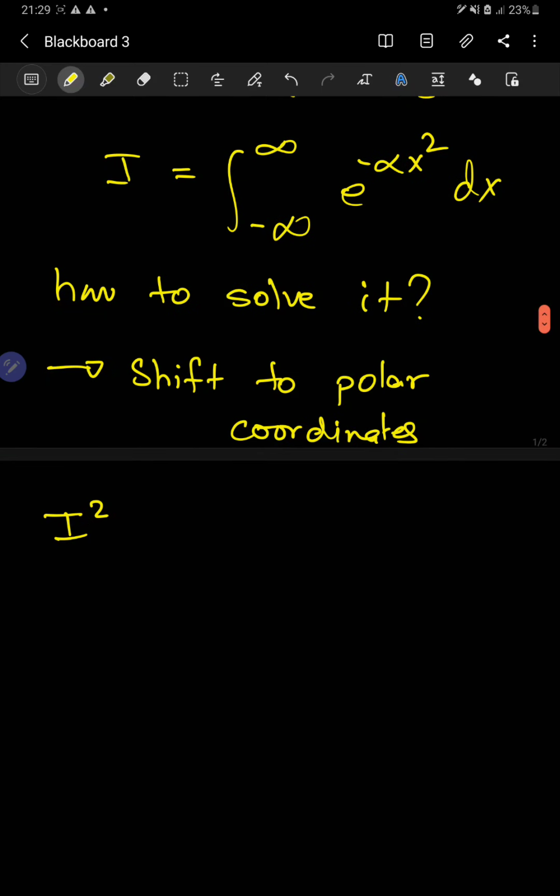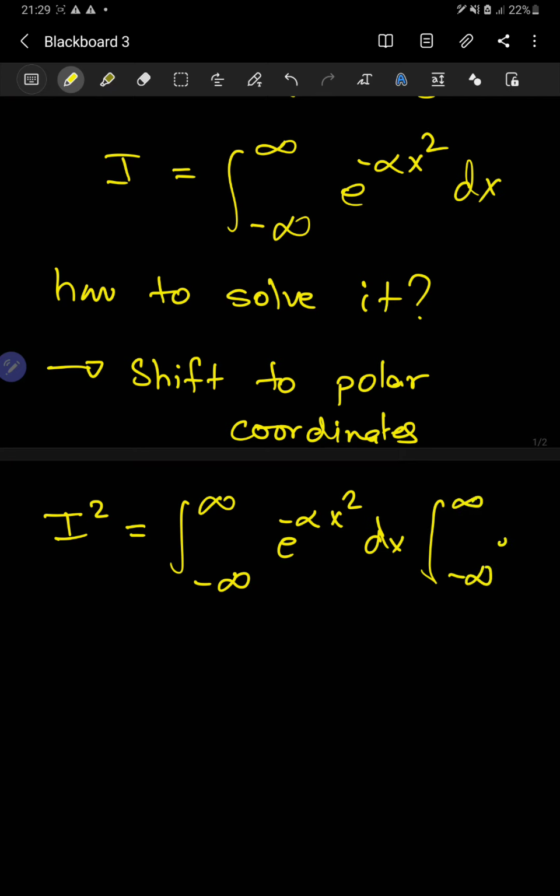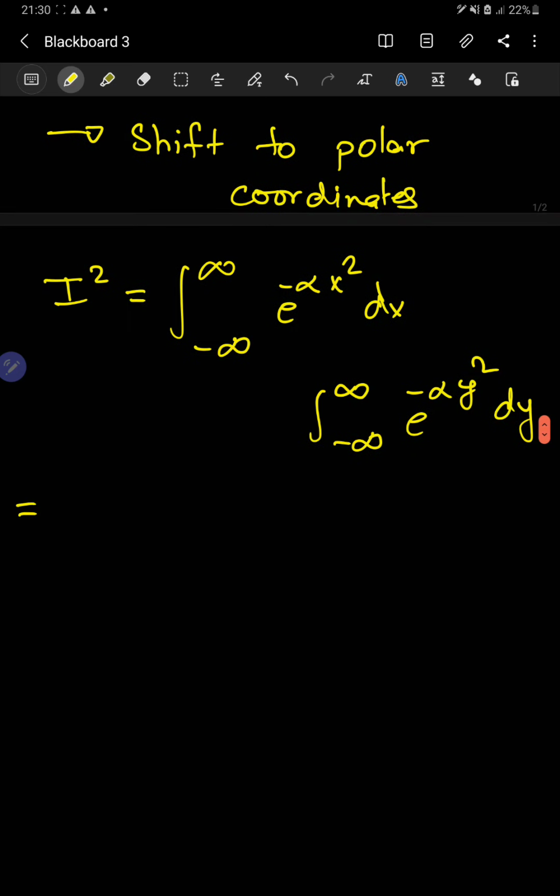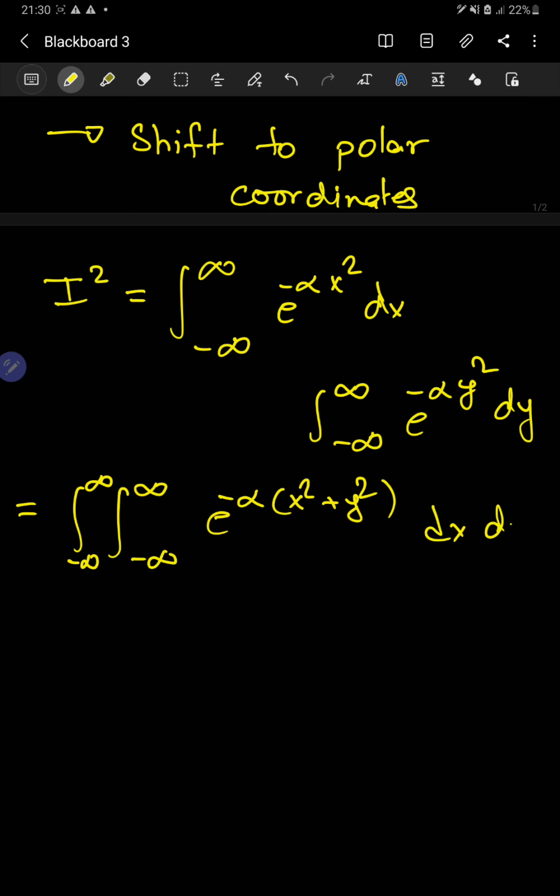We first take I and square it. What happens if we square it? We now have two integrals. Okay, let's go to the next line. It's very jammed right here. So you have y squared dy. So if we write it like this, minus infinity to infinity, x squared plus y squared dx dy.